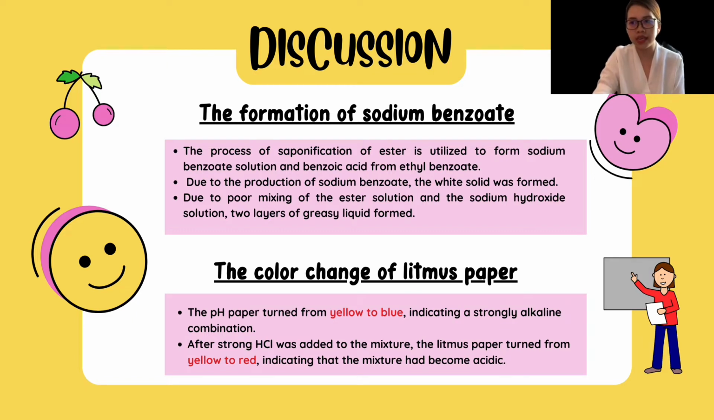So next is the color change of litmus paper. The pH paper turned from yellow to blue because a strong alkali had combined. Then after a strong hydrochloric acid was added to the mixture, the litmus paper turned from yellow to red. This indicates that the mixture was acidic.